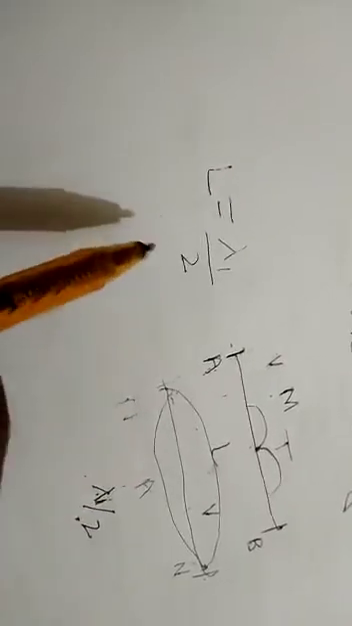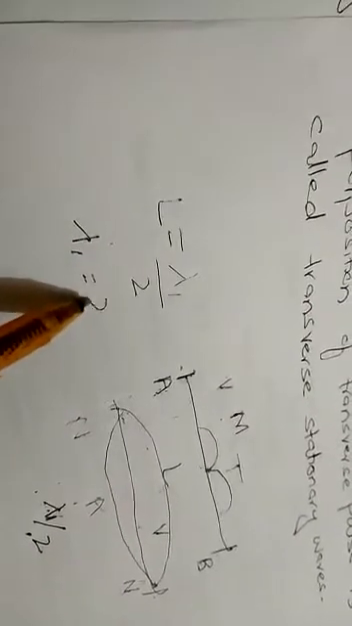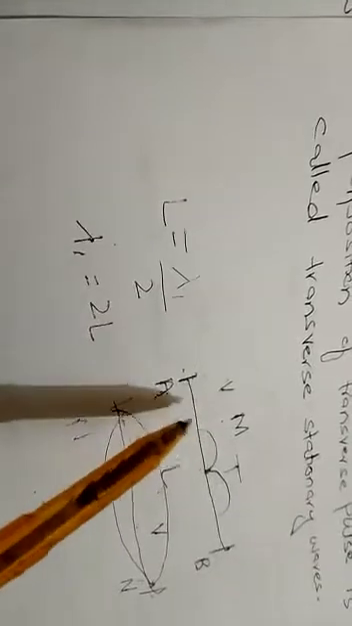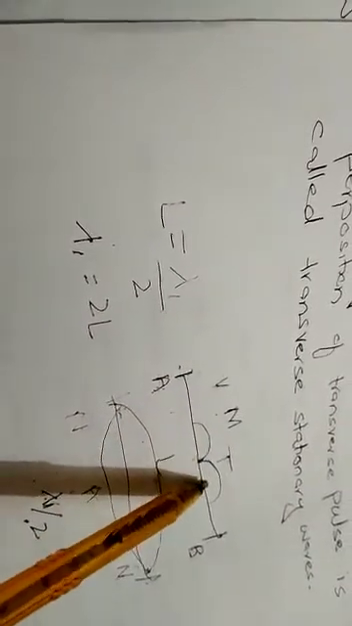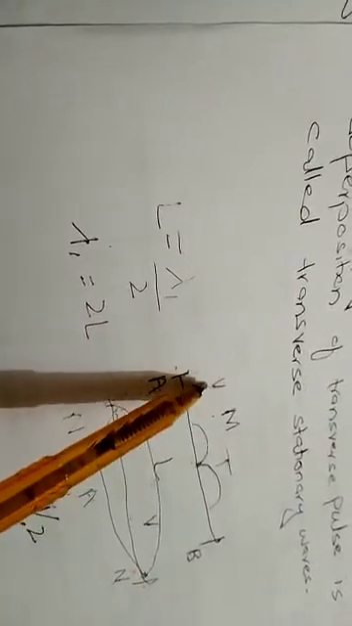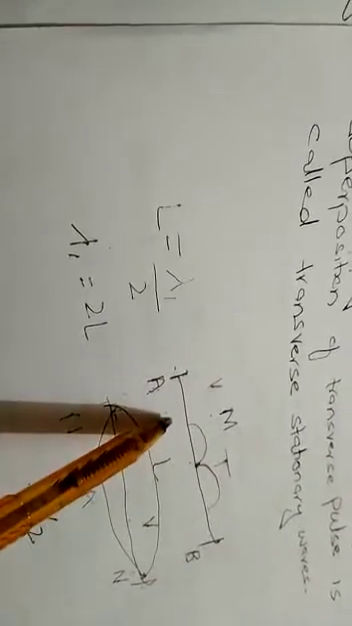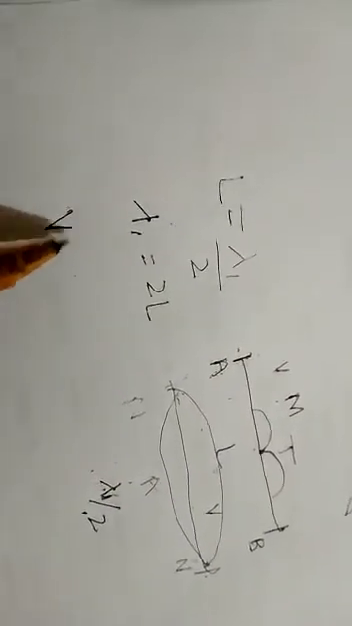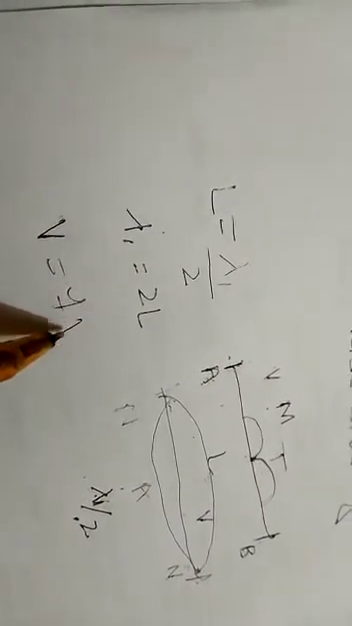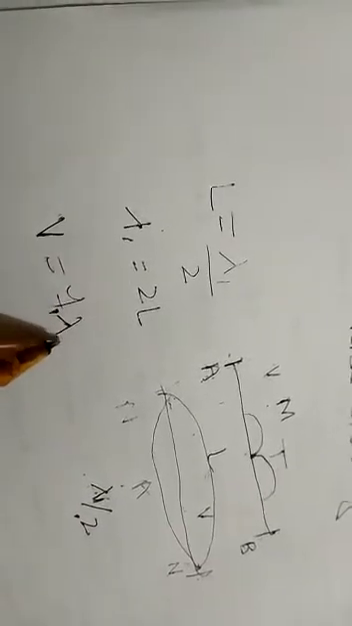So the distance between two nodes is equal to lambda by 2. Here we discuss the first case, so we write lambda 1 divided by 2 equals the length of the string. If we want to find the wavelength, then from this expression we can write lambda 1 is equal to 2L. Here we consider that initially when we generate these two pulses, they move with speed v towards the two fixed ends, towards the two clamped ends.